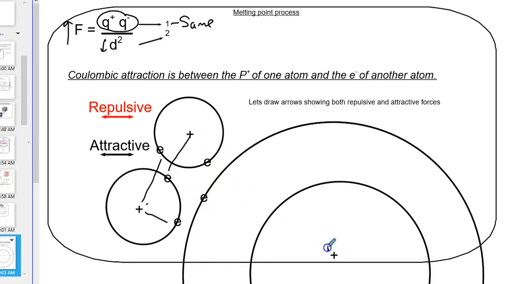This guy needs to attract all the way over here to get to that guy, and all the way over to this guy. That is what's going to allow these guys to really attract. This guy, of course, only has to go this distance. Okay. But the larger the distance is here, the bigger the atoms, the smaller the attractive force.